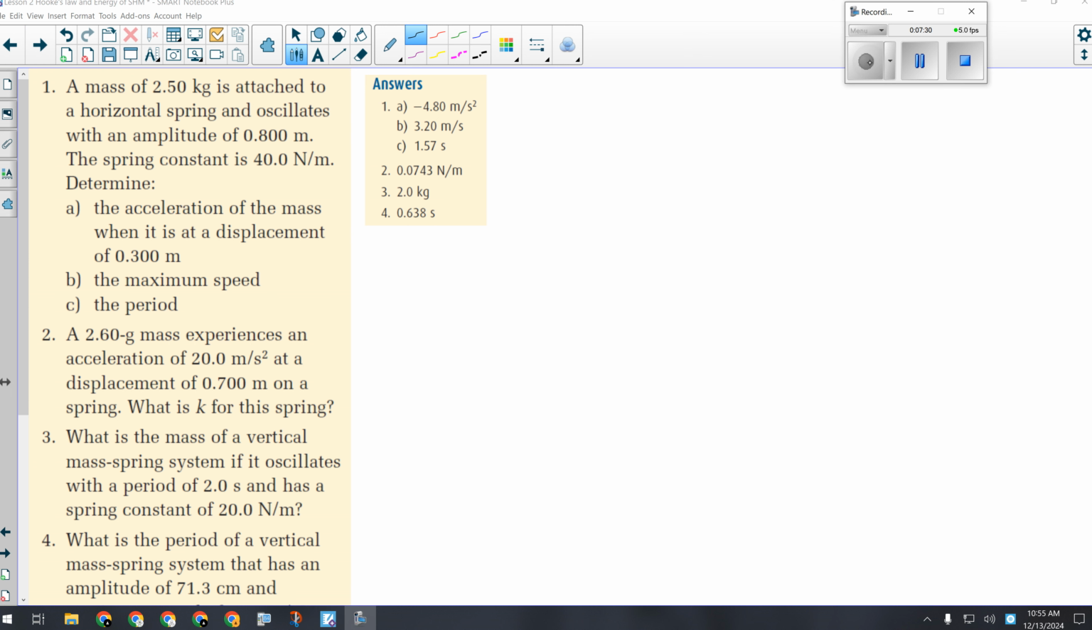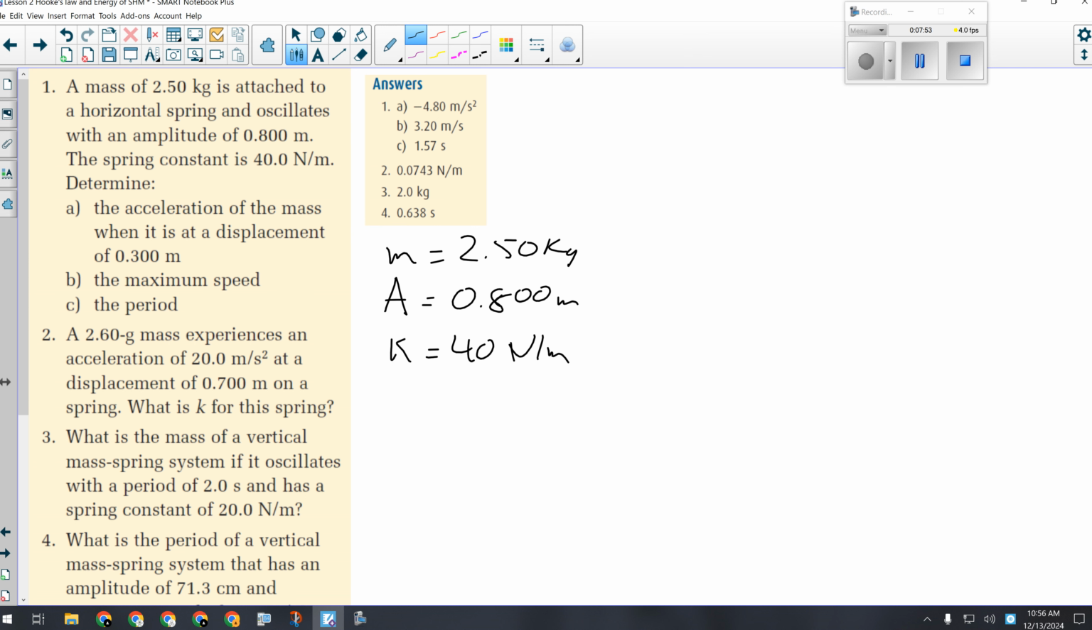Okay, so for part A on number 1, let's write down our givens first. Okay, we know the mass is 2.50 kilograms. All right, we know that the amplitude is 0.800 meters, and we know that the spring constant is 40 newtons per meter. They want to know the acceleration.